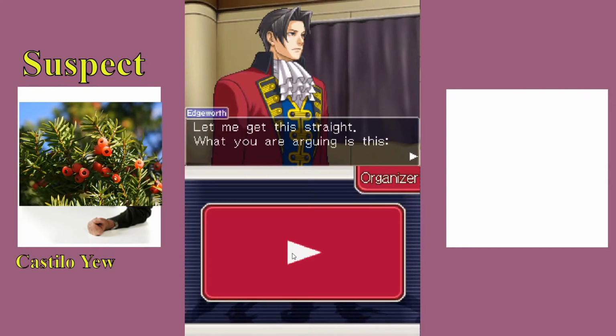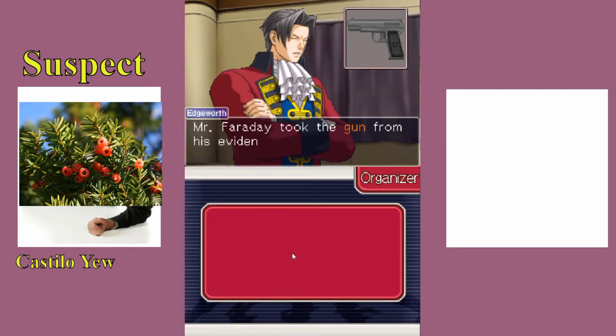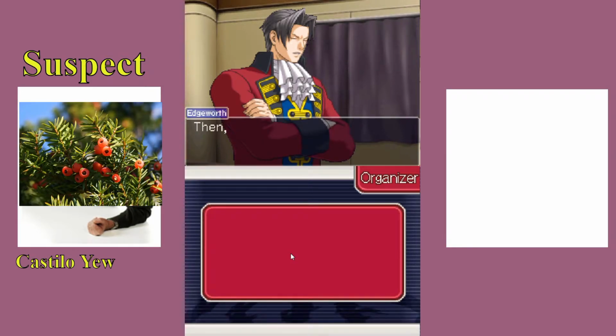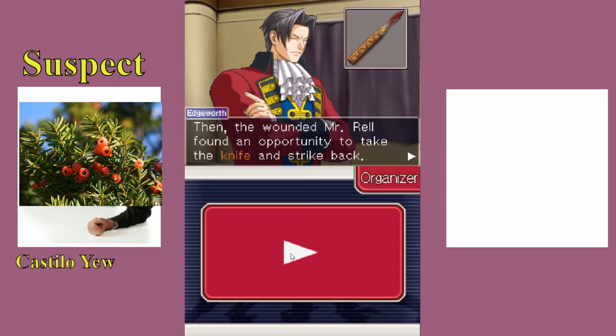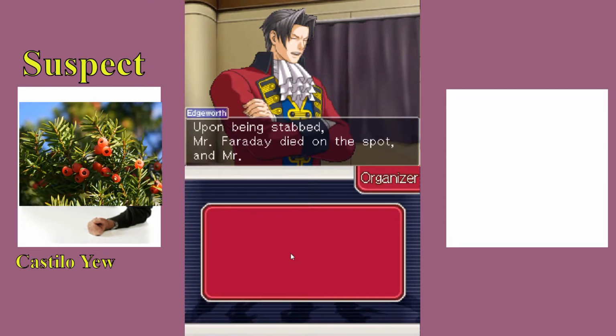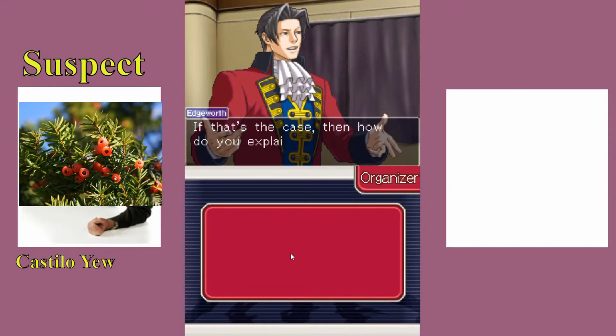Let me get this straight. What you are arguing is this. Mr. Faraday took the gun from his evidence bag and shot Mr. Rell. Then, the wounded Mr. Rell found an opportunity to take the knife and strike back. Upon being stabbed, Mr. Faraday died on the spot, and Mr. Rell died thereafter. If that's the case, then how do you explain this?